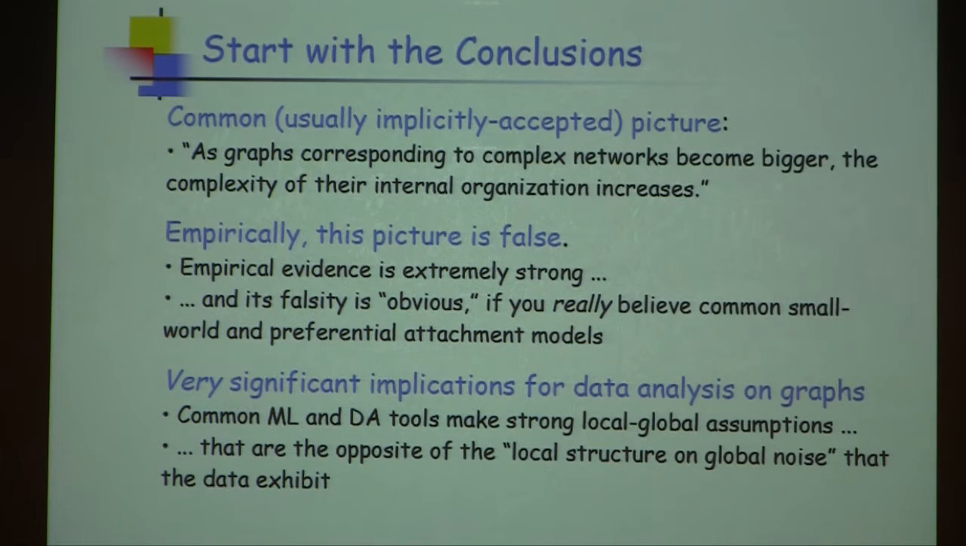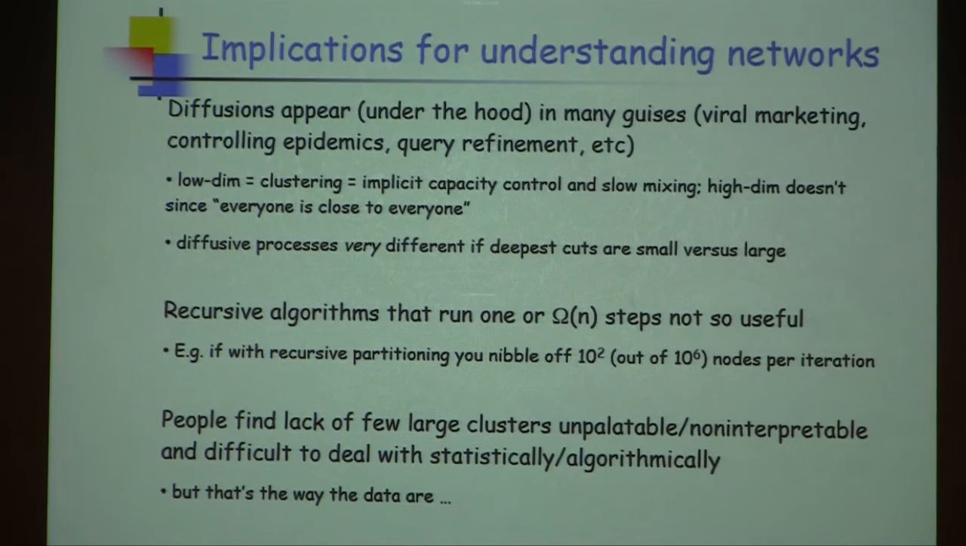All right? So, implications for understanding networks and data more generally. So, basically, diffusions or some sort of diffusive processes appear under the hood in all sorts of guises. So if you're interested in viral marketing, you want to find the 10 most influential people, give them free tennis shoes so they'll walk around the streets and everyone will go, wow, the cool people are wearing my tennis shoes, I'm going to go buy that brand of tennis shoes.